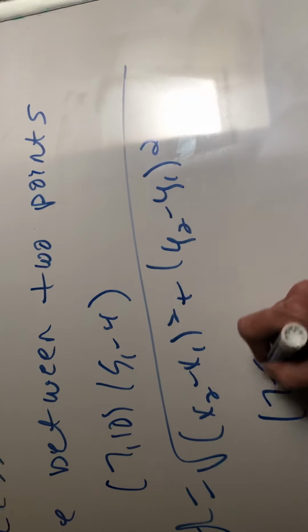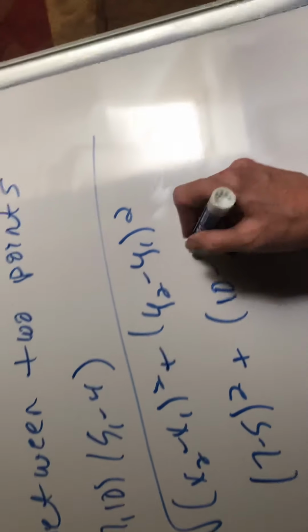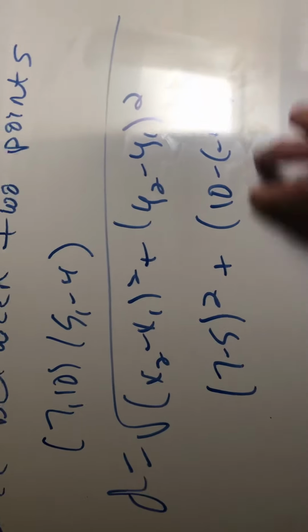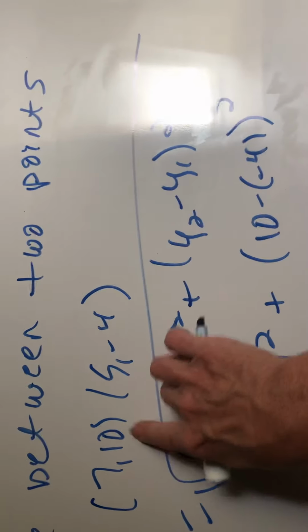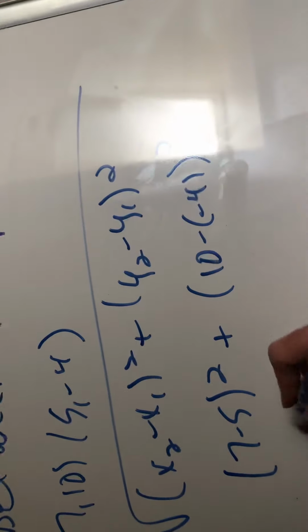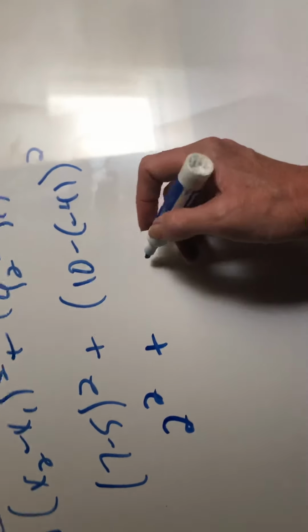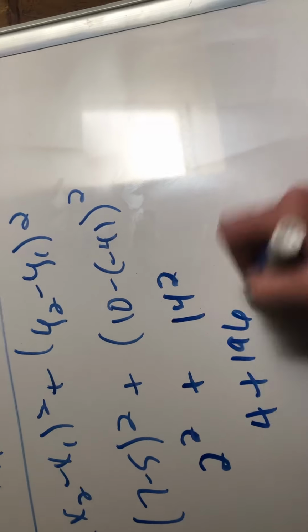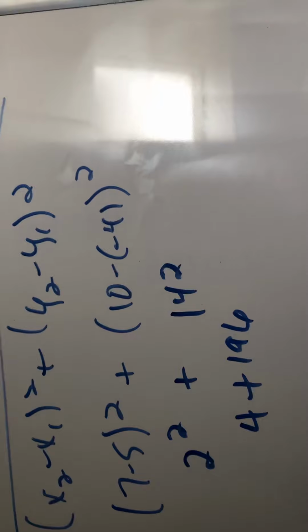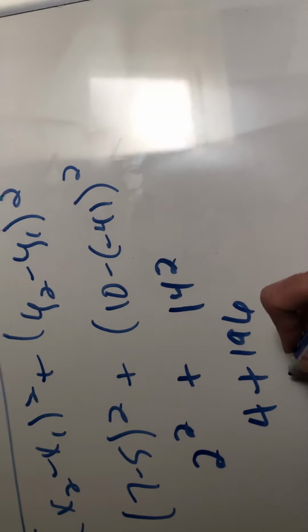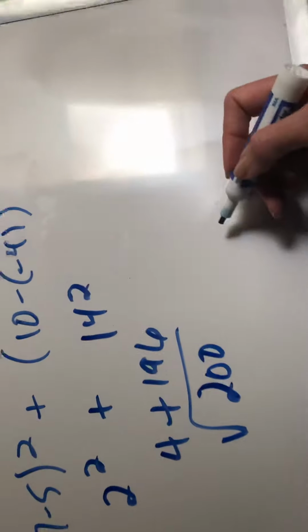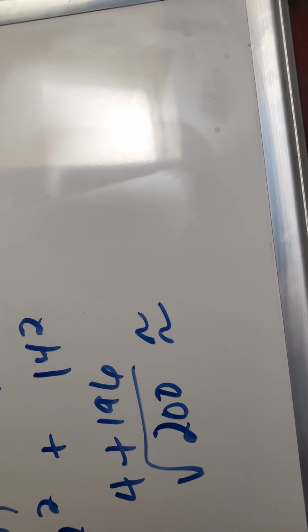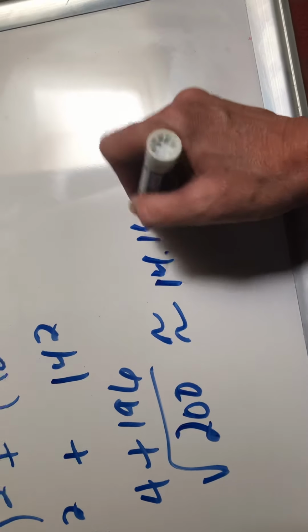Plug in my numbers. My x's are 7 and 5. My y's are 10 minus -4. So again, be careful with those signs because it is subtraction. So 7 minus 5, 10 minus -4. So this becomes 2 squared. This becomes 14 squared. So this would be a 4. This would be a 196. Let me check my math right quick. So that's 200. So I need the square root of 200. If I want a decimal approximation, second x squared 200, it'd be about 14.14.